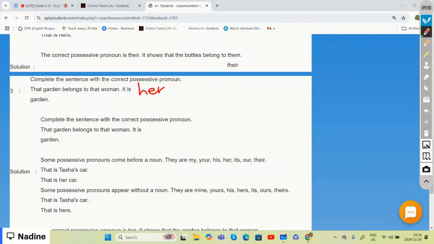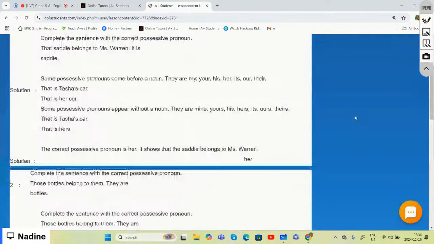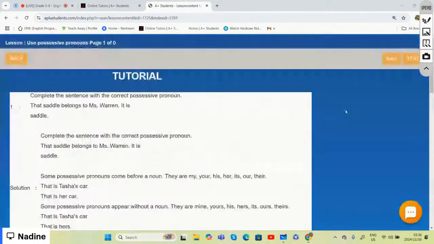All right, so it is her garden. Now let's go to our test, where we are going to choose the possessive pronoun. Remember, a possessive pronoun takes the place of a noun. We use words like my, your, his, her, its, our, their, to show it belongs to someone, or that someone owns something. We can also use mine, yours, his, hers, its, ours, theirs, if it comes after or appears without a noun.